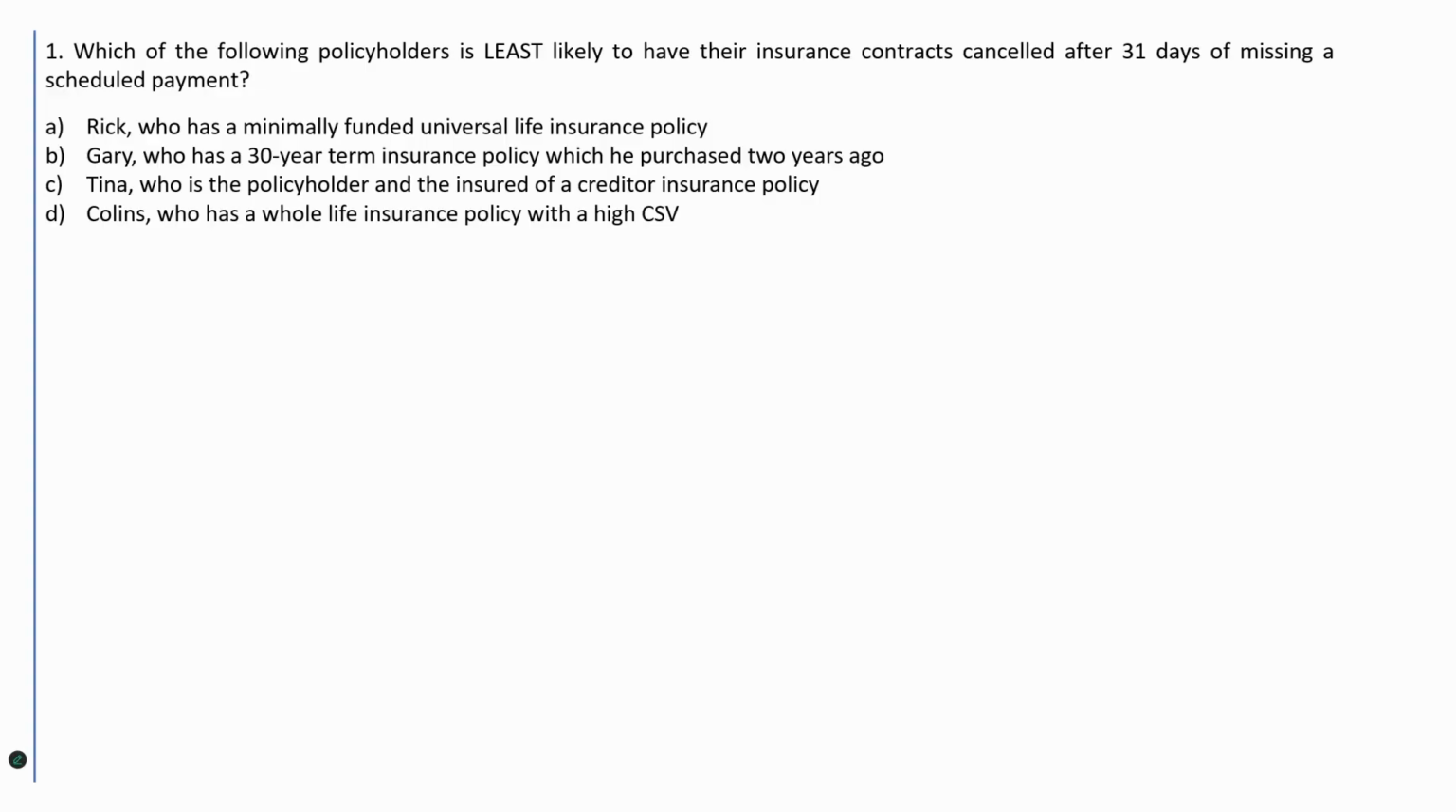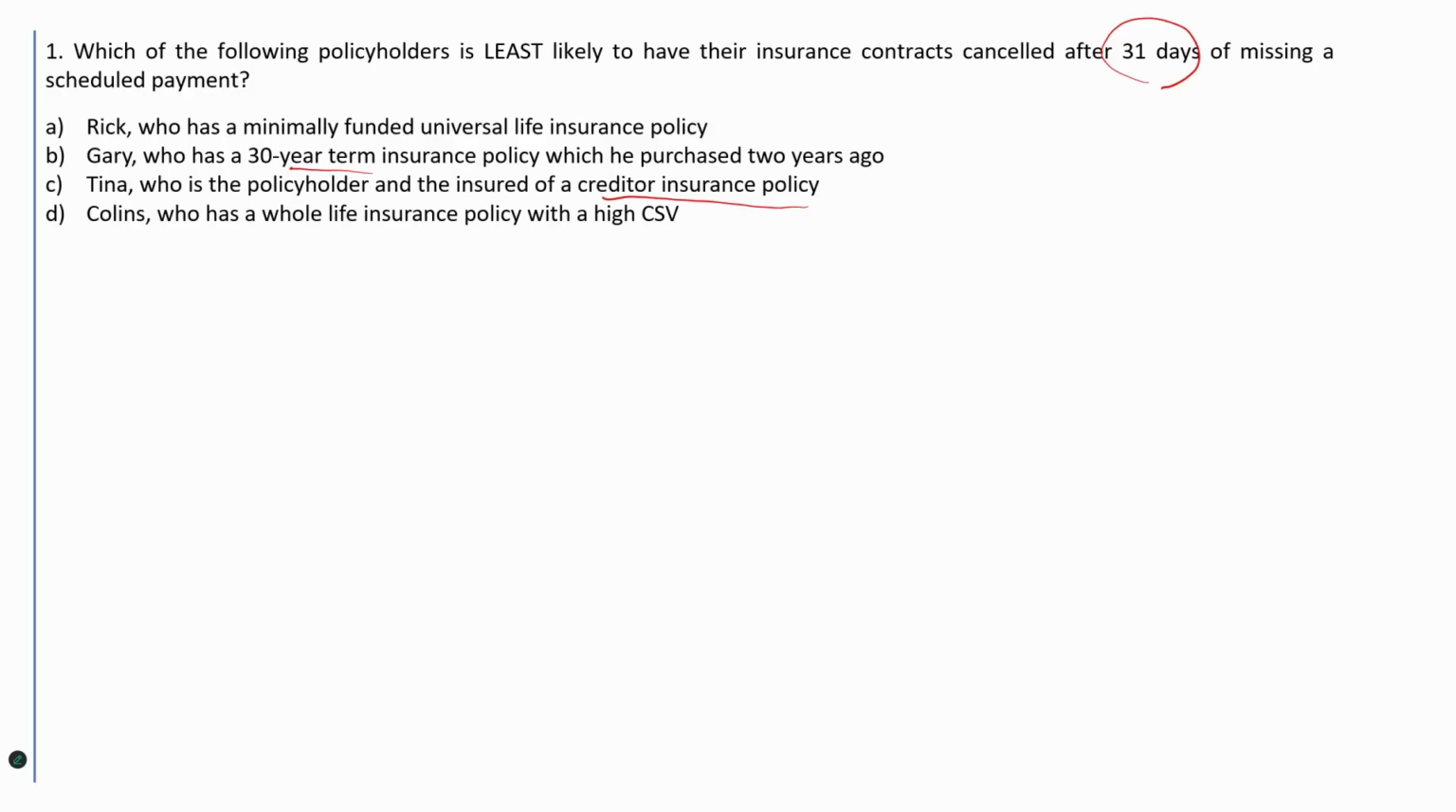for the premium. B, it says Gary, who has a 30-year term insurance policy, which he purchased 2 years ago. So this is a term insurance. Even if you've been paying for 2 years, you do not have any cash value. So if you miss the grace period, right, you're over the grace period, the 30 days, and you haven't paid your premiums, your policy is going to be canceled. We have Tina, who has a creditor insurance policy. Again, there's no cash value.